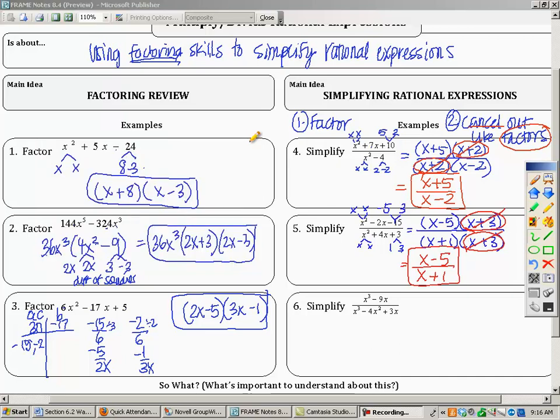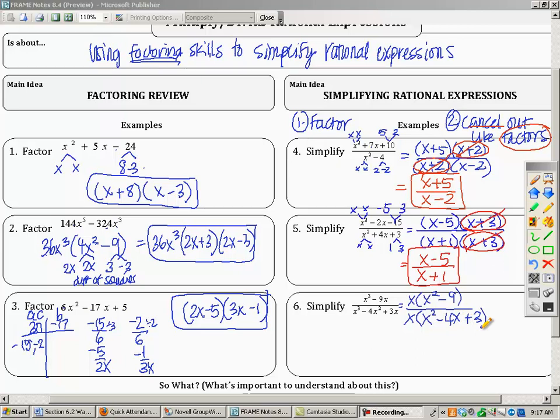Now this one's a little harder because we're starting with an x cubed. So I'm going to look at pulling something out first. If I look at my numerator, I can pull out an x, and I'm left with x squared minus 9. I'm going to deal with that in a second. I'm going to look at my denominator. They all have an x in common, so I'm going to pull out my x, and I'm left with x squared minus 4x plus 3.